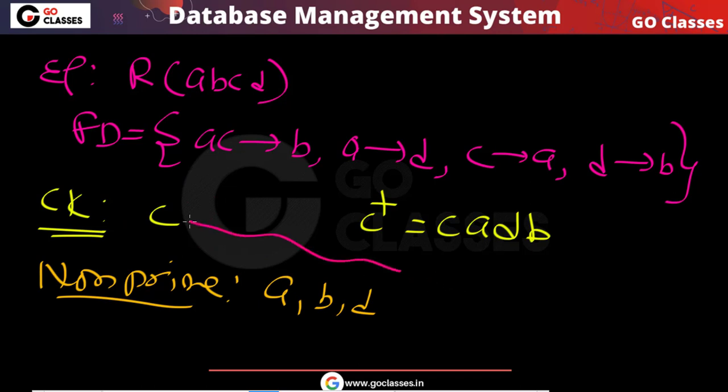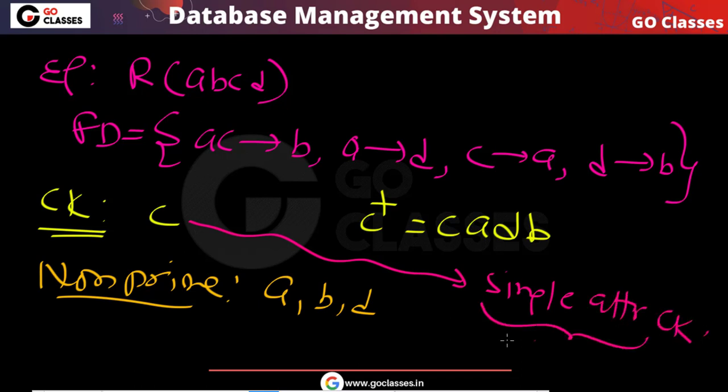This is a single attribute candidate key. So a proper subset itself is not possible. The proper subset is the empty set, and the empty set cannot determine a non-prime attribute. So violation is not possible. We cannot have a 2NF violation. That is the reason I can say this relation R is in 2NF. So this is a very simple example.